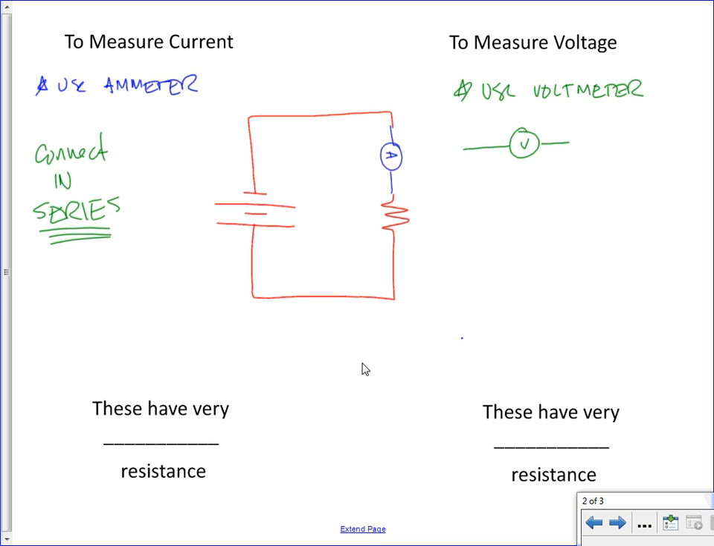Okay, and here's the big deal for this. Typically, almost every time, replace a wire with the ammeter. So let's say your circuit looked like this.